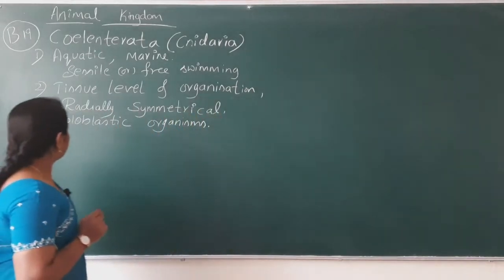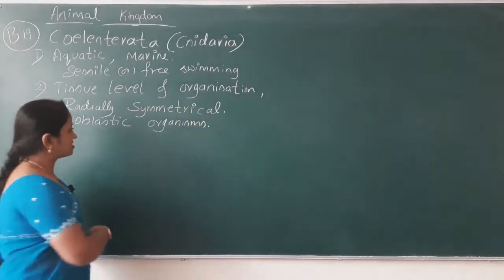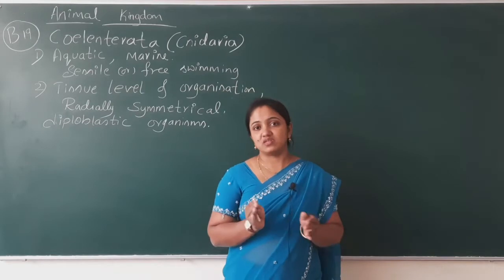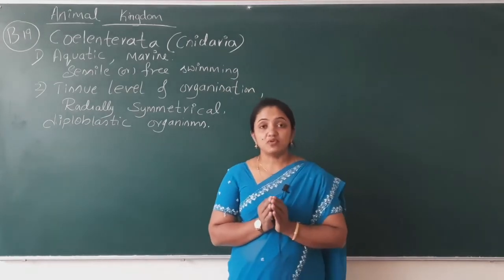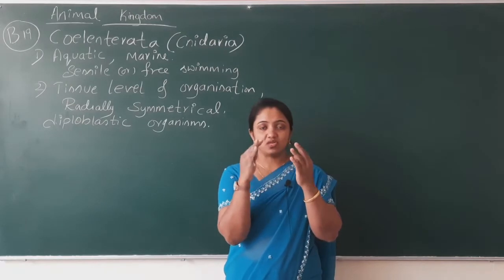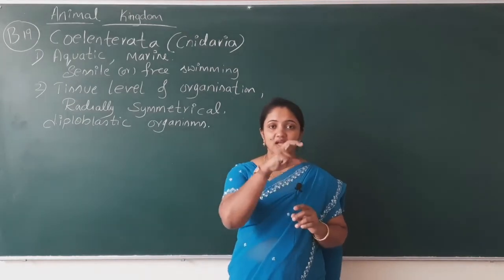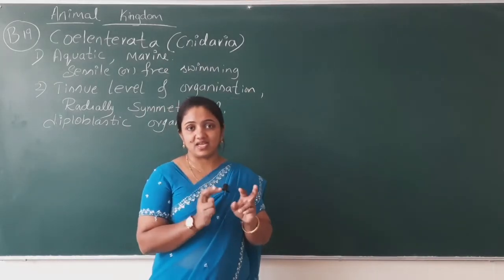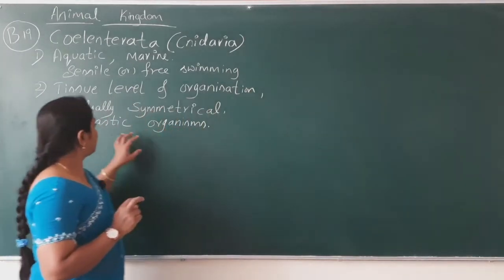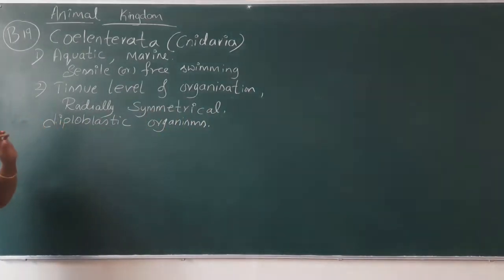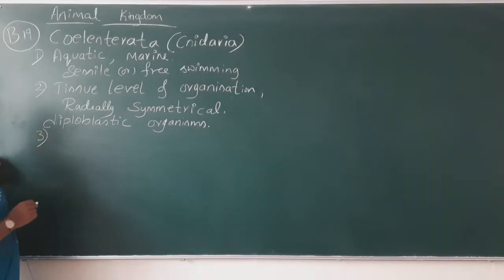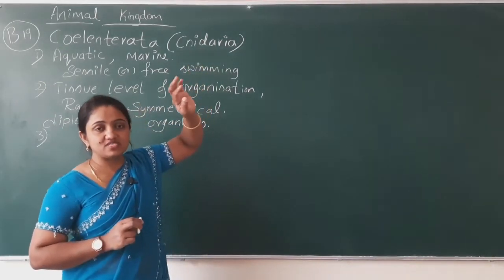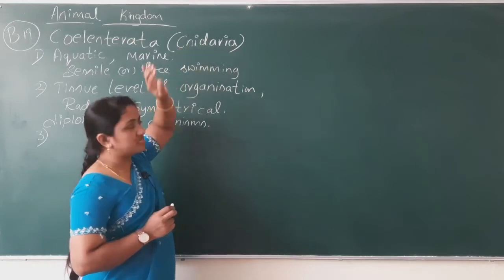Okay. And diploblastic organisms means that at the embryonic stage, when the animal is at the larval stage, they have only an outer ectoderm layer and an inner endoderm layer, only two germ layers at the embryonic stage, and this is known as diploblastic organisms. It is commonly known as Cnidaria. The phylum Coelenterata is commonly known as Cnidaria.